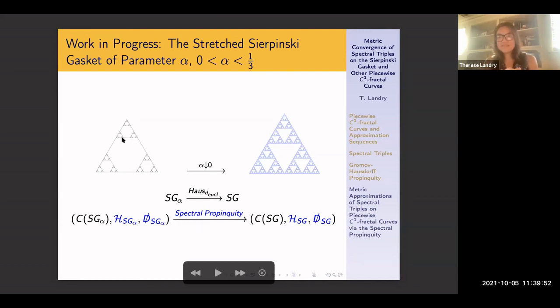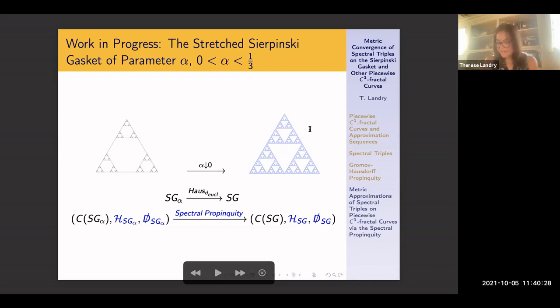Then I'm using that also as a sort of prototypical case for a more general class of fractals, for which this is the motivating example, which I'm going to call almost piecewise C1 fractal curves. And so I'm working on showing that the spectral triple on this fractal converges, as this alpha parameter goes down to 0, which encodes the lengths of these intervals, to the spectral triple on the Sierpinski gasket.